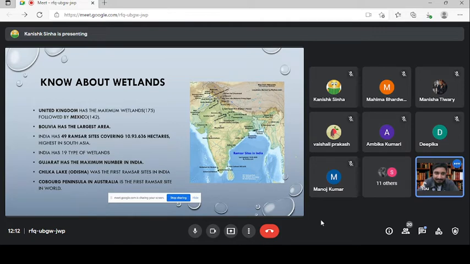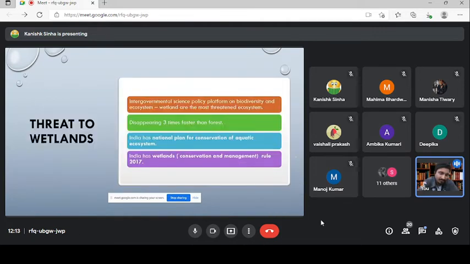Moving to the next slide. These are just the general questions that you will be directly asked in the CLAT examination. You don't have to mug them up. You just have to remember which has the maximum number of wetlands, how many wetlands there are in India, which has the lowest, which was the first. This whole thing you have to remember. Directly you will be asked in the CLAT examination. In what manner, we will be seeing in the next half an hour.